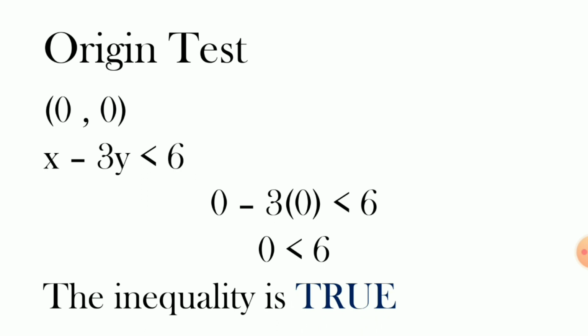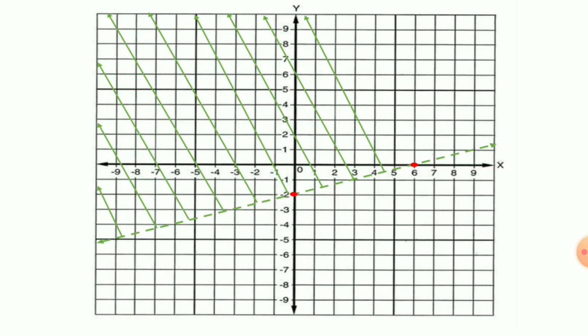The inequality is true. Therefore, we will shade the area or the region where the origin is included, or the origin is contained. So from our graph, as you can see, we shaded the area where the origin is included. So that is the graph of the first inequality.